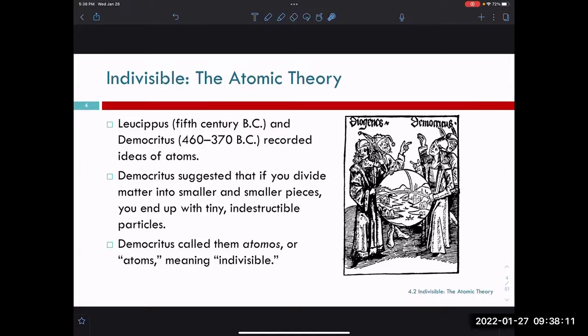If you actually had 12 grams of carbon, I did the math, you could cut it in half 79 times and you would have one atom of carbon left. But atoms comes from atomos, meaning indivisible. So that's sort of at the root of what they are.